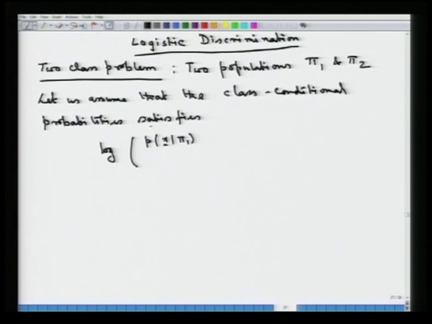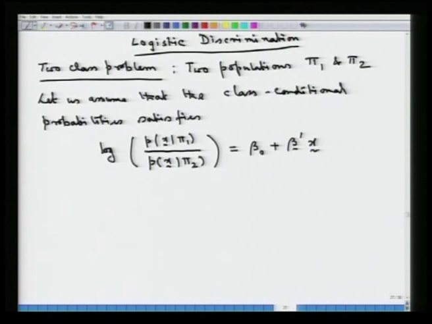this is the density conditioned on the fact that x is coming from pi 1, divided by the density of x when it is coming from pi 2. So, this is the class conditional probability ratio. This is the odds ratio, and when we look at the log of that, it is what is called the log odds ratio. We assume that it is given by a constant beta naught plus beta transpose vector times x.